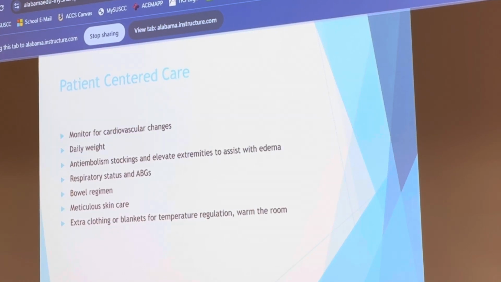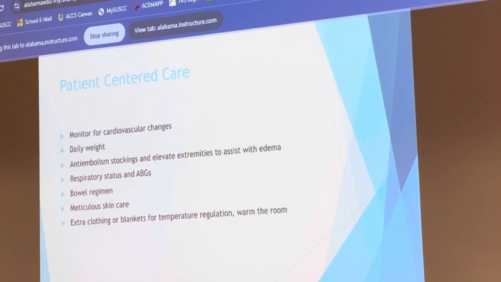So cardiovascular changes is going to be from the bradycardia, would be our biggest one. Daily weight, so we would worry about their weight gain. Anti-embolism stockings and elevate the extremities, so they will be retaining fluid because of the decreased metabolism, decreased perfusion. So we really have to watch them for DVTs. Respiratory status and ABGs, so what's their respirations going to be? Less than 12, and so we would want to watch for that.